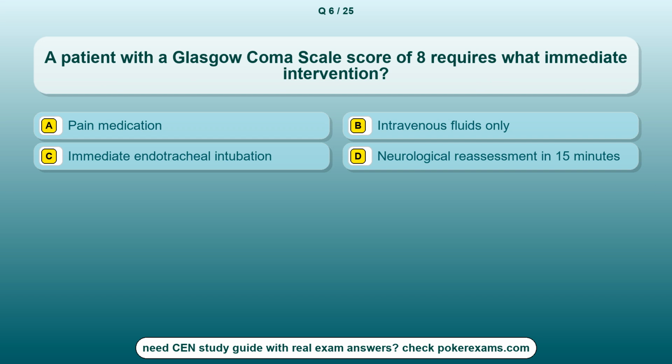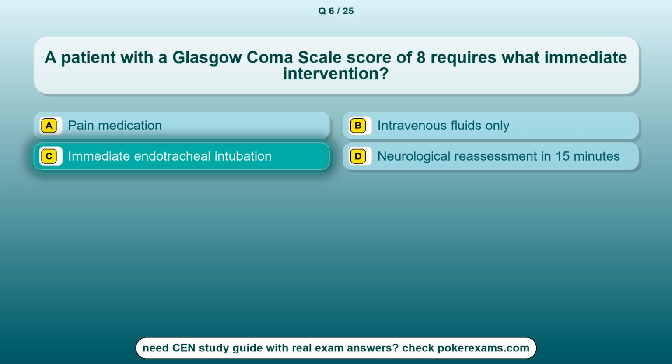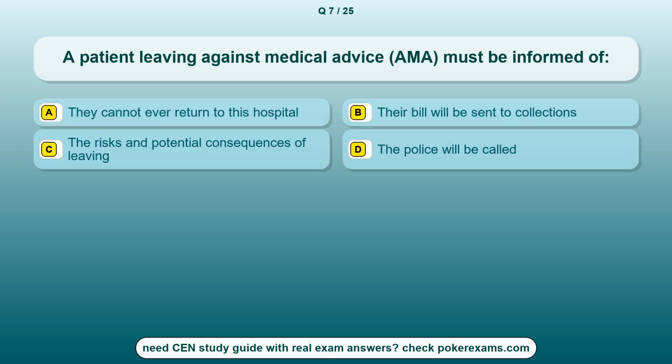Question 6. A patient with a Glasgow Coma Scale score of 8 requires what immediate intervention? Option A. Pain medication. Option B. Intravenous fluids only. Option C. Immediate endotracheal intubation. Option D. A neurological reassessment in 15 minutes. The correct answer is option C. Immediate endotracheal intubation.